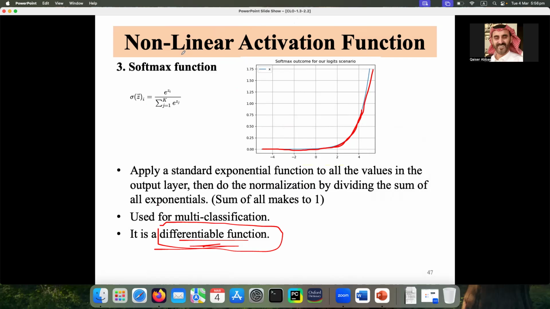So that's why we are calling it a non-linear activation function, because this non-linear activation normally has two properties, differentiable and monotonic.